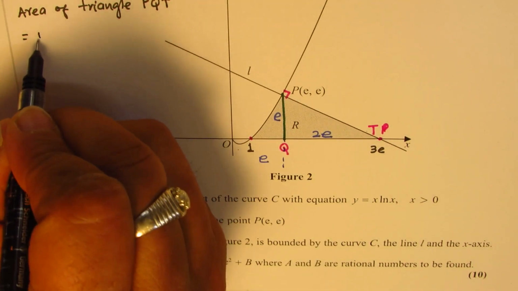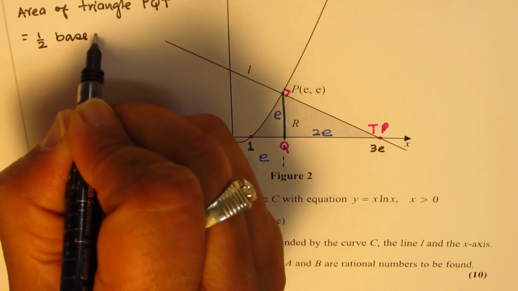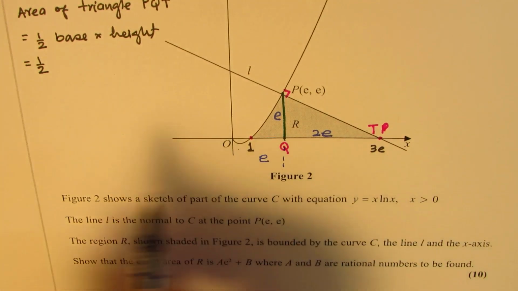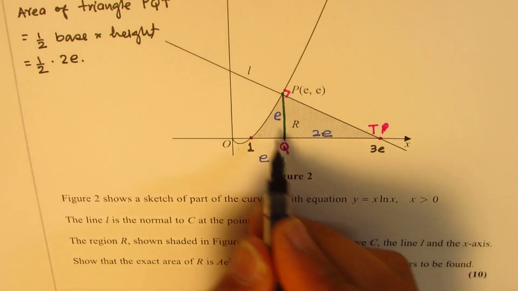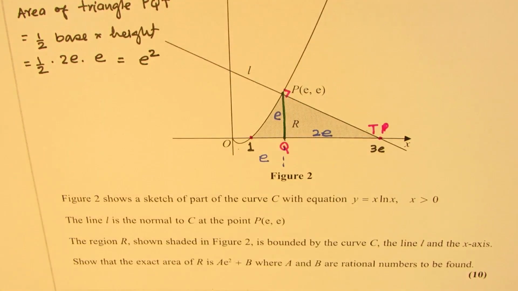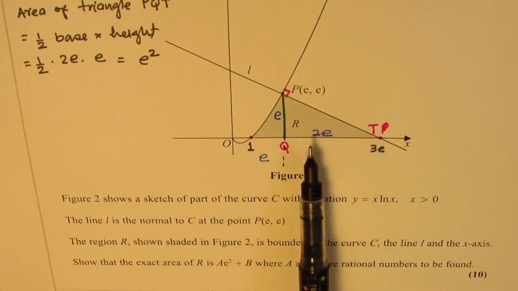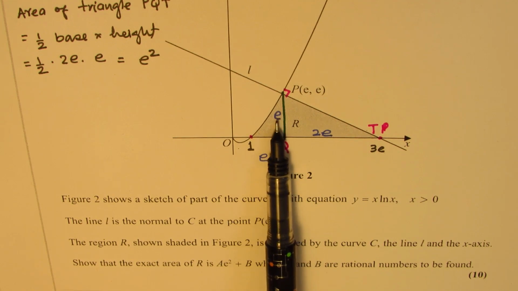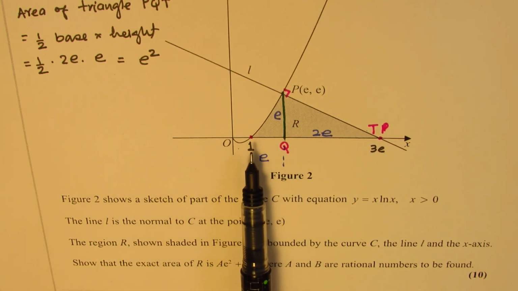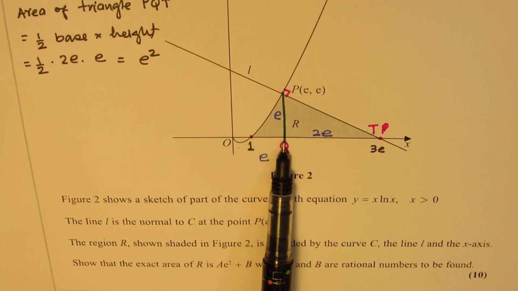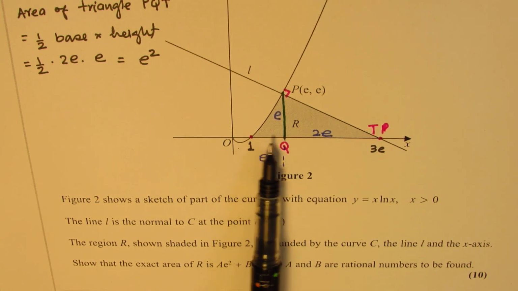Okay, so this area is half of base times height, which is half of base 2e, and the height is e, right? So the 2 cancels, and we get e square. So we get the area of the triangle, half of base 2e times height e, correct? Now we need to find the area under the curve, which is between x equals 1 and x equals e, right? Between these two portions, correct?